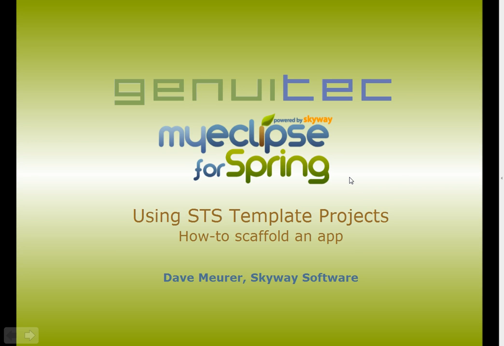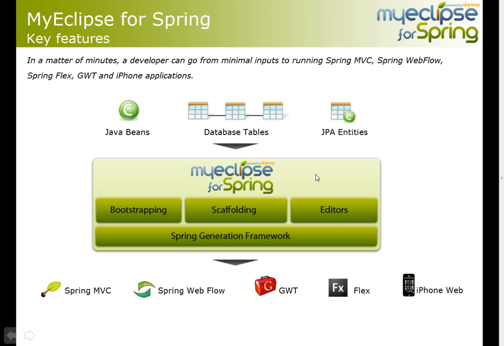So if you haven't seen the features of MyEclipse for Spring, I'd highly recommend taking a look at the free 30-day trial, which is available either as plugins into STS through an update site or through a standalone MyEclipse install, which includes the MyEclipse Pro features. But as you can see here, MyEclipse for Spring provides bootstrapping, scaffolding, and enhanced editors. And we'll take a look at all three of these in this video, especially scaffolding, which allows developers to take their existing assets like code or database tools and generate an entire Spring application with their choice of front ends. As you can see here, Spring MVC, Spring Webflow, Google Web Toolkit, Adobe Flex, and an iPhone web.